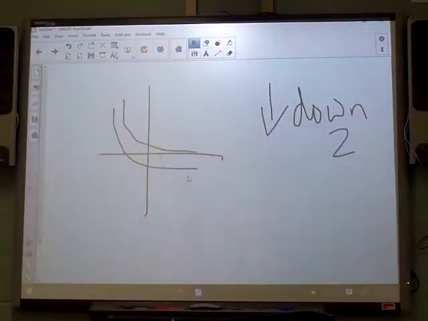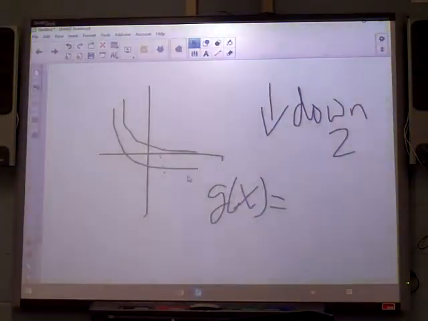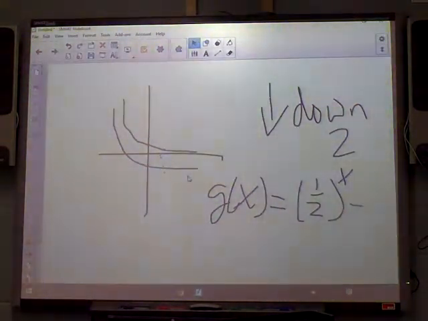How do we show a down 2 on an equation? Just stuck on the end, -2. Very good.